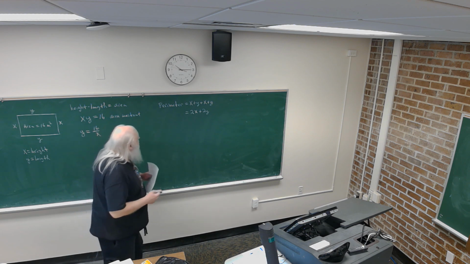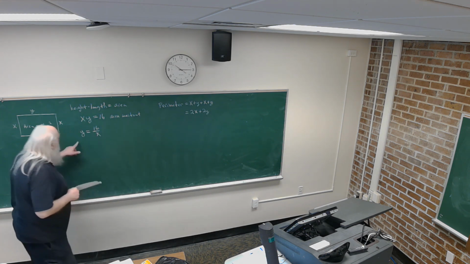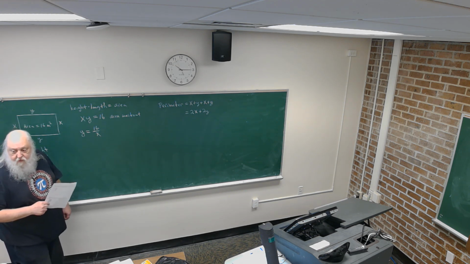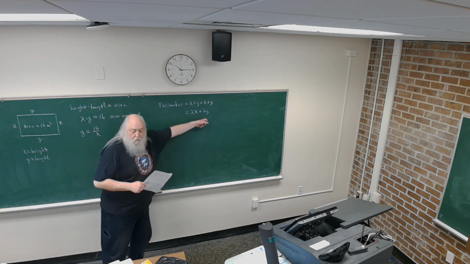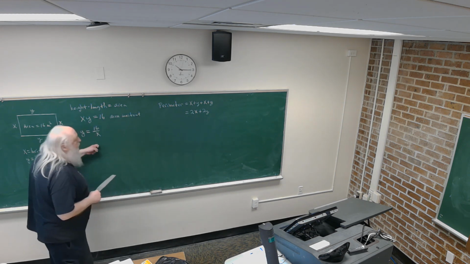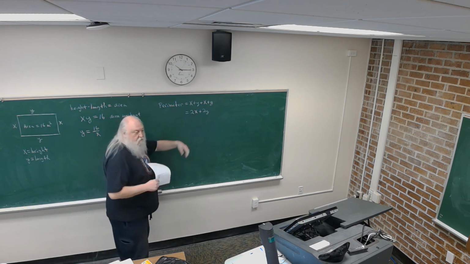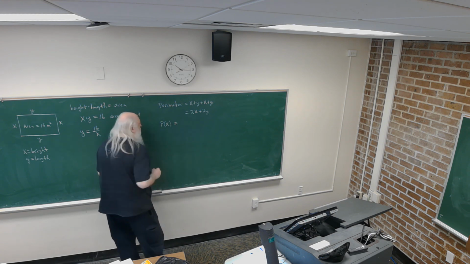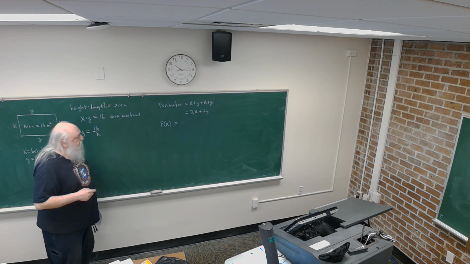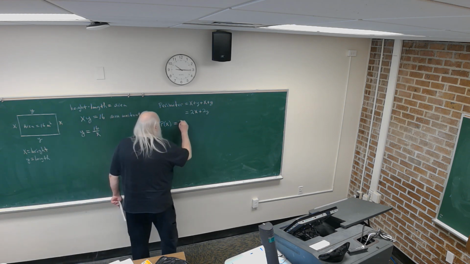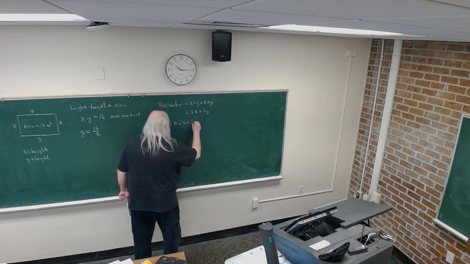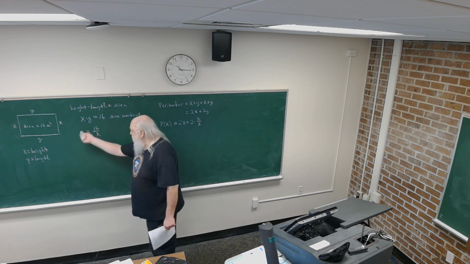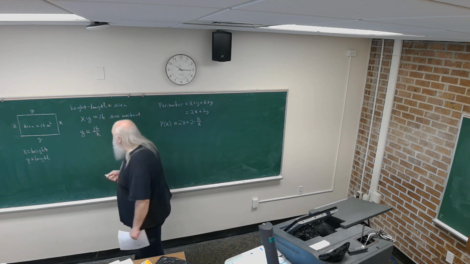Now, if I replace y with 16 over x, I have the perimeter as a function of x only. Before, it was a function of x and y, but now it's a function of x only. For my function notation, I'm going to use p of x, p for perimeter. Perimeter is a function of x, and it's equal to 2x plus 2 times y, which is constrained to equal 16 over x.